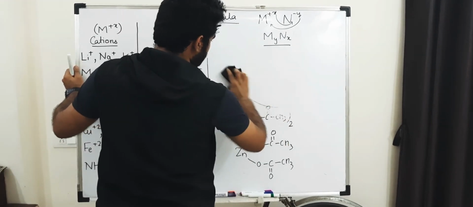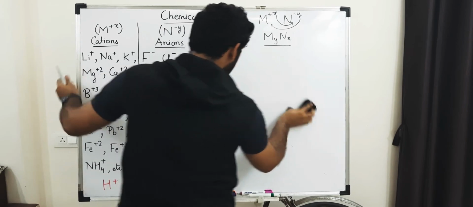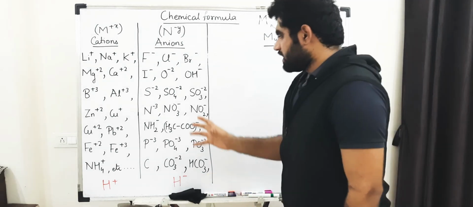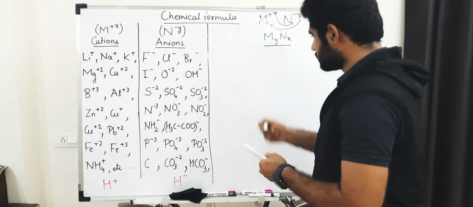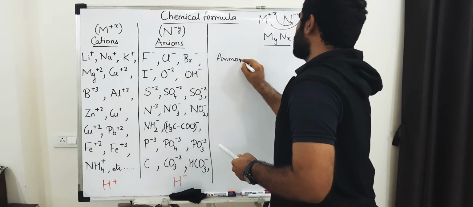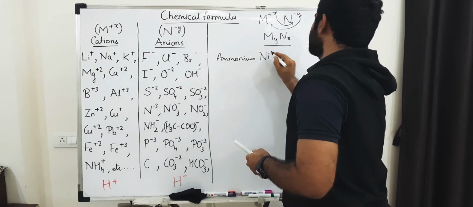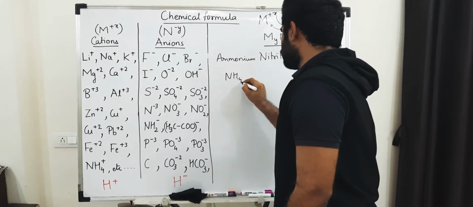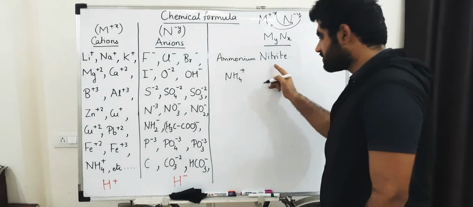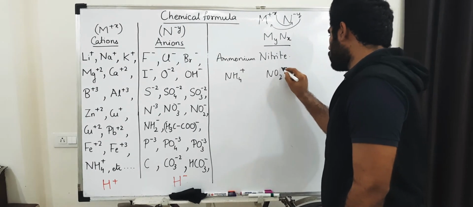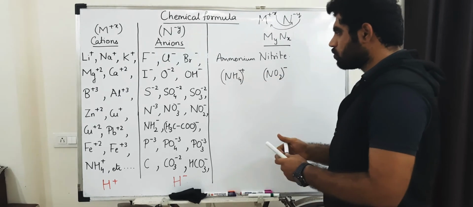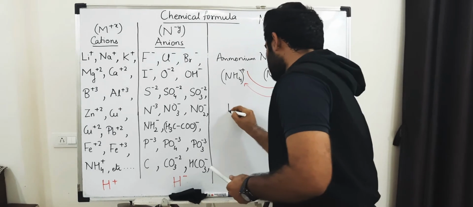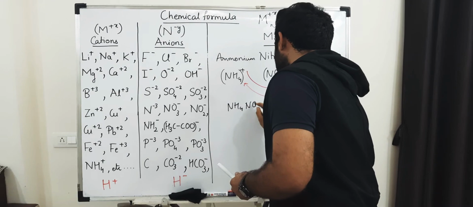So let's take a bit of complex structure now. Let's go for ammonium salts or ammonium reactants. Let's write ammonium nitrite. Ammonium is what? NH4 plus. Nitrite, what is nitrite? NO2 whole minus, and this is NH4 whole positive. So 1 and 1, right? So this one moves here, this one moves here, resulting in formation of NH4NO2, ammonium nitrite.